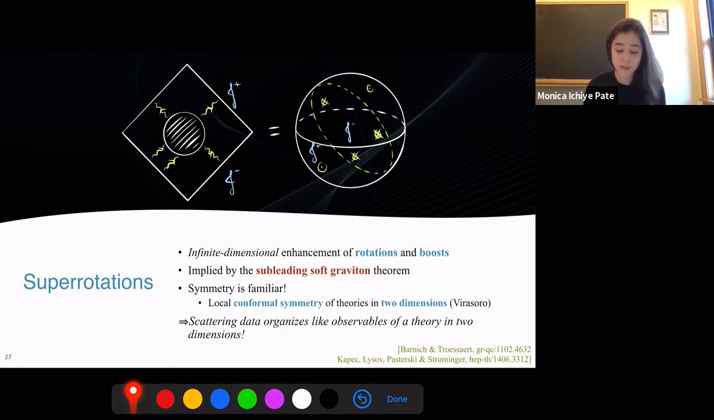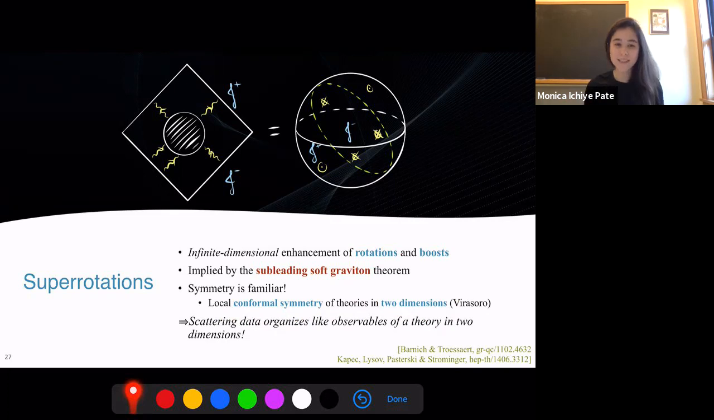And it turns out that these superrotations follow from the universal behavior in the first subleading correction, or in other words, the order 1 part of the graviton energy. But what's really remarkable about the superrotations is that this infinite dimensional symmetry has appeared before. In particular, it can be identified as the local conformal symmetry of theories in 2 dimensions, which is sometimes called the Virasoro symmetry.